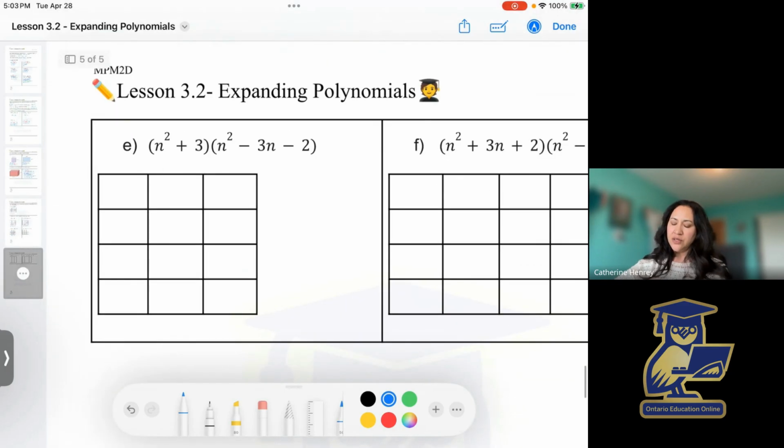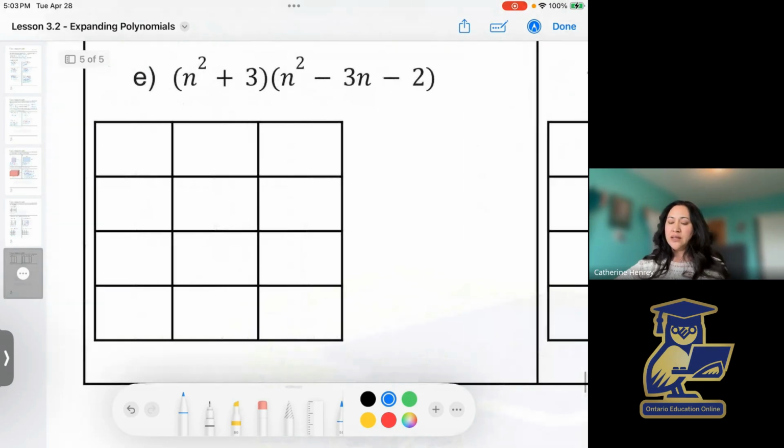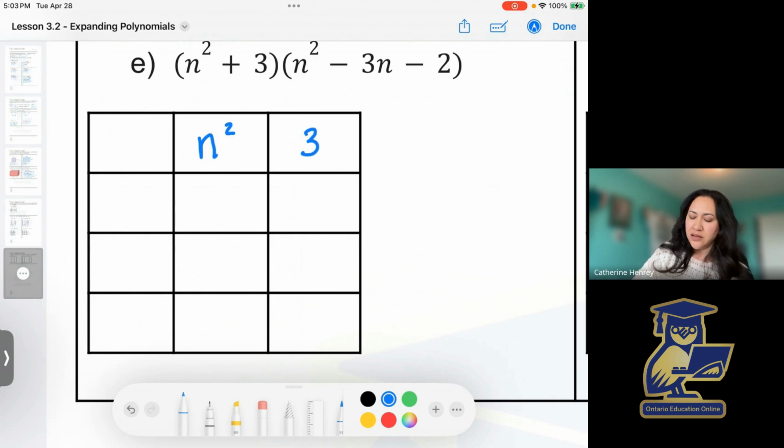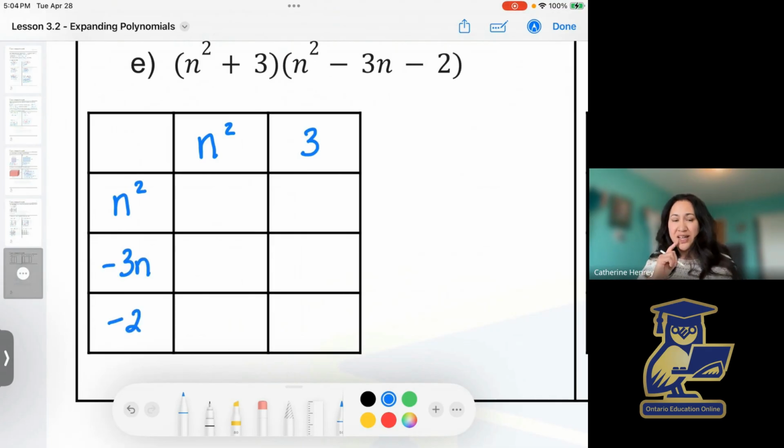And of course, I just want to do one long one with you. We can expand this to something bigger than a binomial and use it with a trinomial. So let's take a look. n squared plus 3. We're going to split that binomial into n squared and 3. And the trinomial is going to be split along the side. So we're going to put n squared, -3n, and -2. And then let's go ahead and cross multiply them. So n squared times n squared is n to the 4. 3 times n squared is 3n squared.